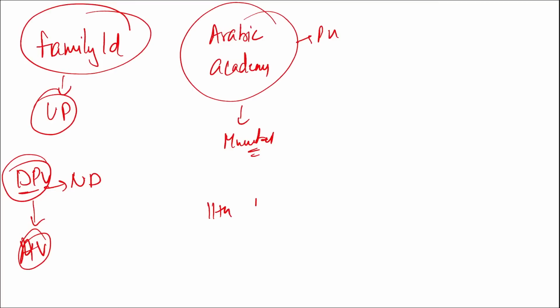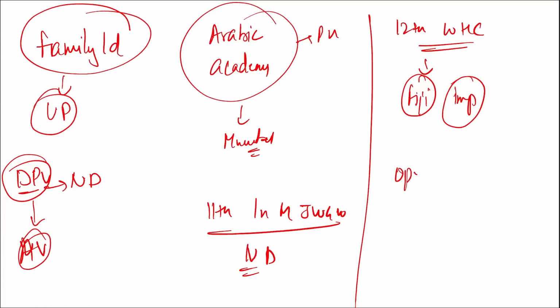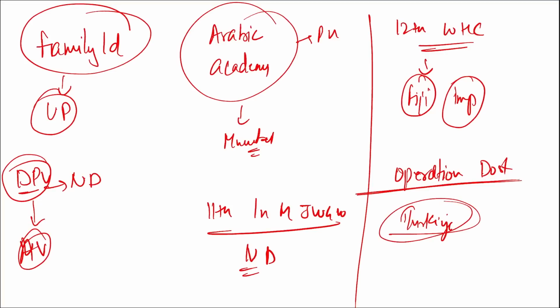Then 11th edition of the India Mongolia Joint Working Group meeting. Where was this held? It was held in New Delhi. 12th edition of the World Hindi Conference. Where was this held? It was held in Fiji. Important. Where was the 12th edition of World Hindi Conference held? It was held in Fiji. Then Operation Dost. This Operation Dost is being conducted in Turkey, because we know that in Turkey there were multiple earthquakes. Because of this, there was a heavy loss of life, and this Operation Dost was launched by India to help Turkey and Syria during the earthquakes.